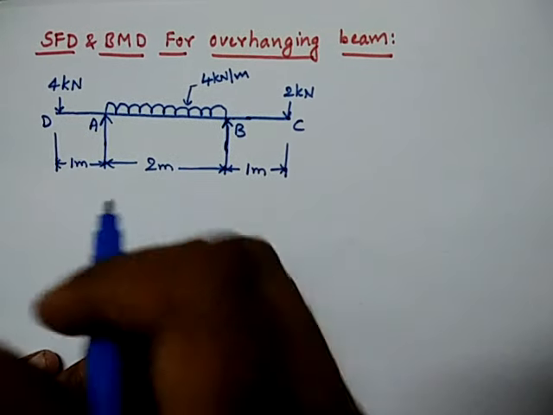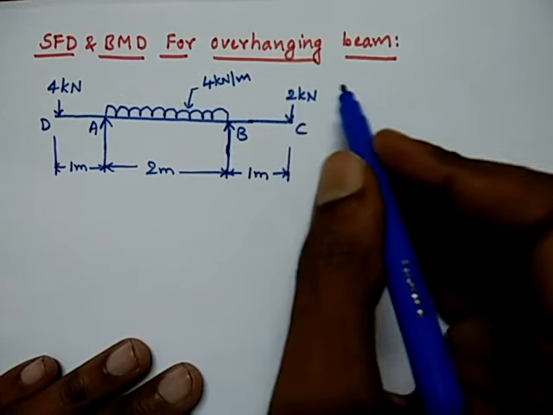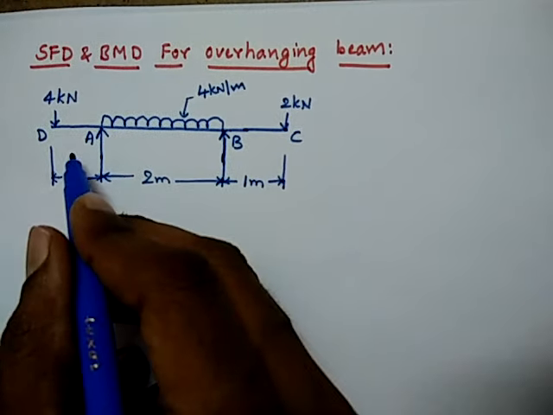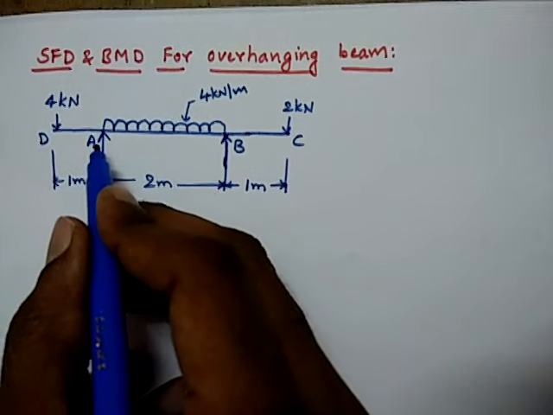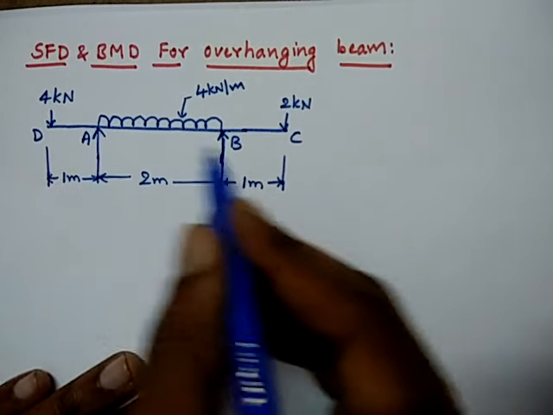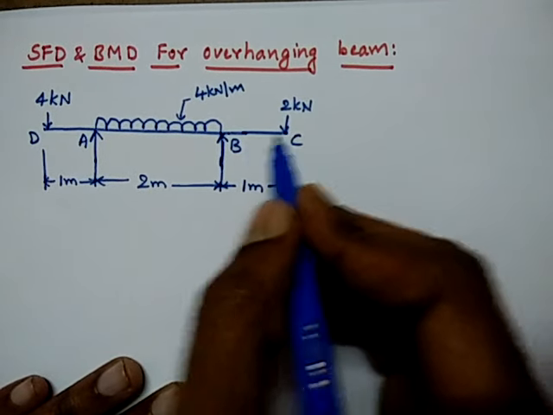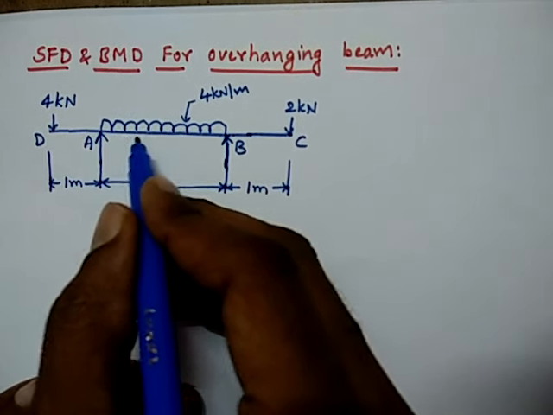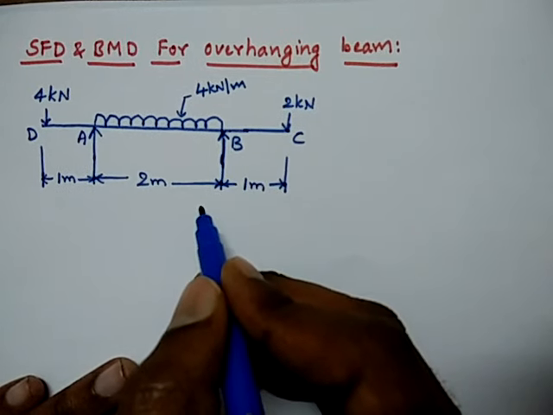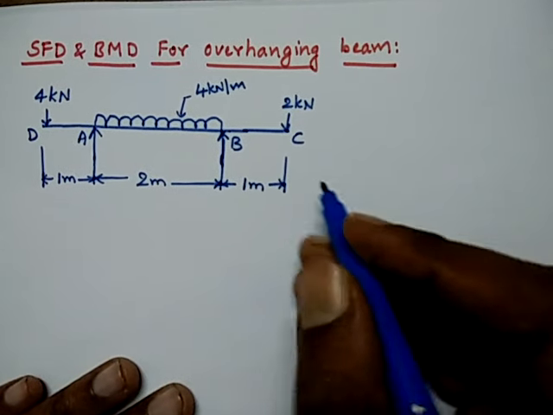Now we are seeing a shear force and bending moment diagram for an overhanging beam. The overhanging beam is given, extended on the left and right sides also. Here two point loads are given at the ends, and in between we have a UDL. For this we have to draw shear force and bending moment diagrams.